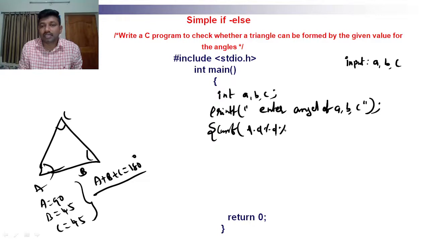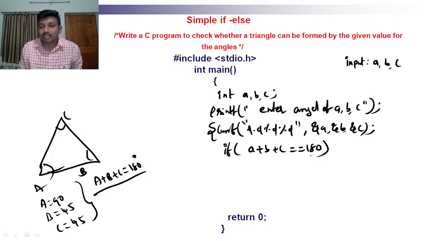Percentile d, because three integers I am scanning. So let me place these values in ampersand a, ampersand b, and ampersand c. So what is the logic now? You check whether the sum, if a plus b plus c is equal to 180 degrees, then we say printf, triangle can be formed.